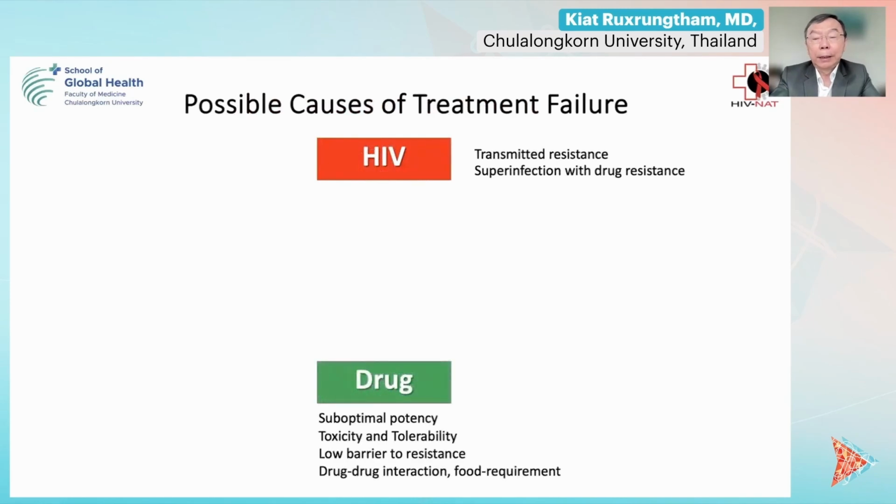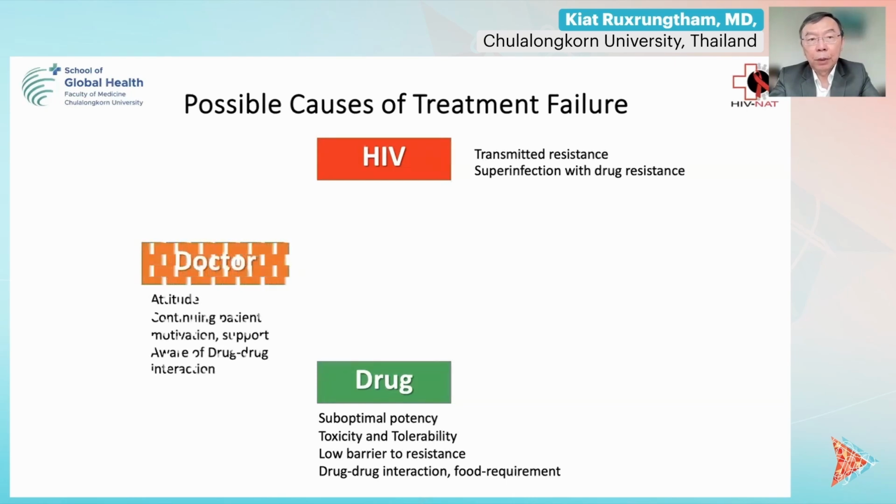Now, there are quite a number of key factors associated with biological failure, either from the virus itself, because we got a transmitted resistant virus or were superinfected with drug-resistant virus from the partner, or because of the drugs, suboptimal potency, tolerability issues, or using a low barrier to resistance treatment option.